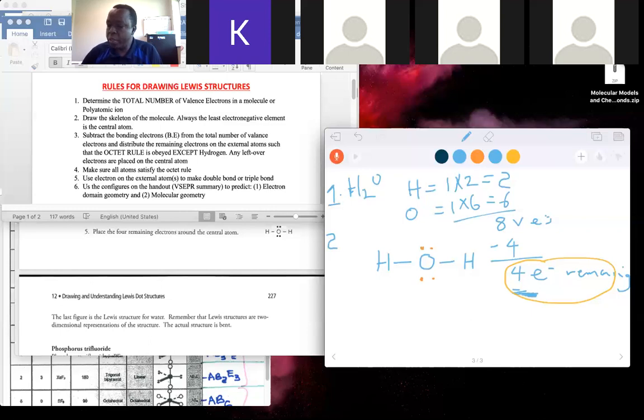Right here, what you see on the screen is the Lewis structure for H2O, which is at the bottom right here. This is the Lewis structure for H2O. If you follow the 5 steps given in the lab manual, you will arrive at the same conclusion. But I do like this because it applies to atoms and molecules, for example, polyatomic ions. I'll show you one with a polyatomic ion.